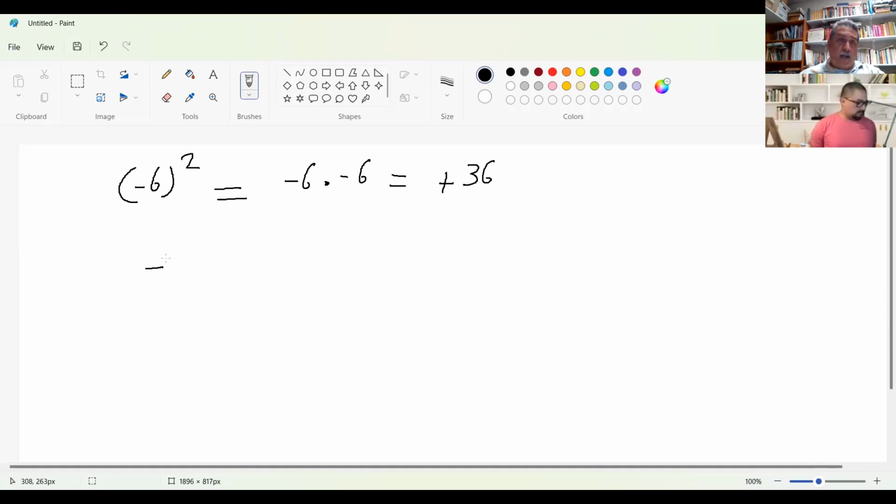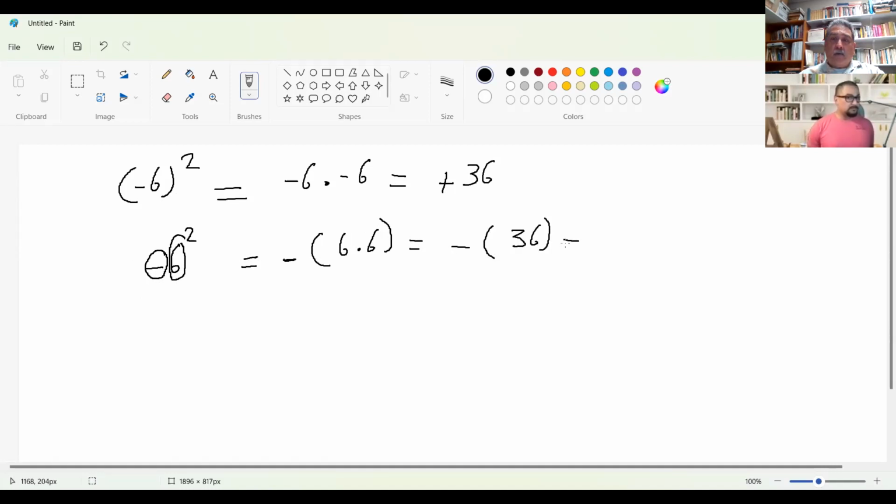But in the second example, without the parenthesis, the 2 is here. Notice the 2 is only for the 6, it doesn't include the sign. So it means minus, I put it apart, 6 times 6, which is 36, or minus 36. You follow? Okay, you see, here I had the 2, and the parenthesis means this 2 applies to both the 6 and also to the sign.